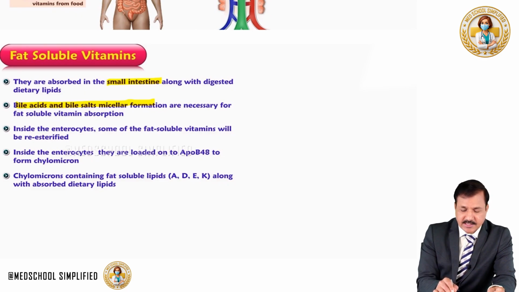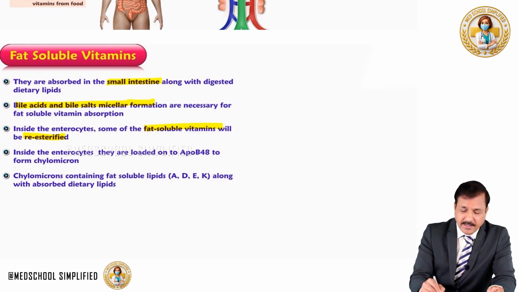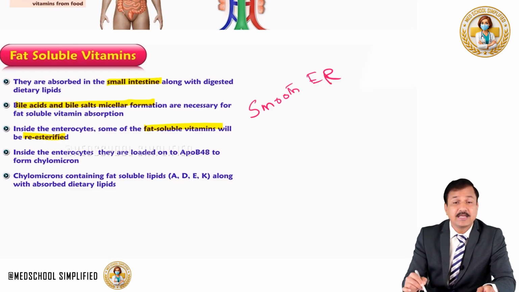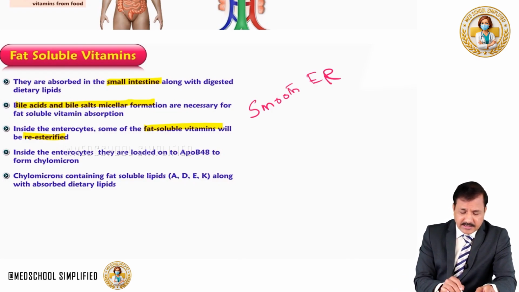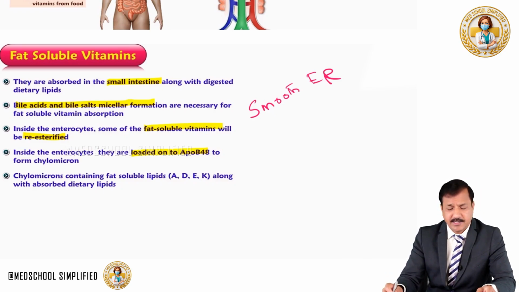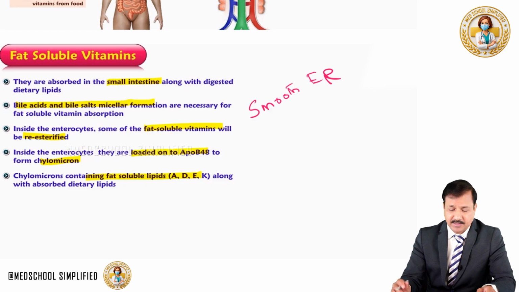And inside the enterocyte, some of the fat soluble vitamins will be re-esterified, and this especially happens in the endoplasmic reticulum, the smooth endoplasmic reticulum. Always remember that. The smooth endoplasmic reticulum is the place where the re-esterification process goes on. Always remember this point. Then inside the enterocyte, these fat soluble vitamins along with the dietary lipids will be loaded onto ApoB48 to make chylomicrons, and the chylomicrons, since they are bigger in size, will enter the lymphatics, and chylomicrons contain vitamin A, D, E, K.